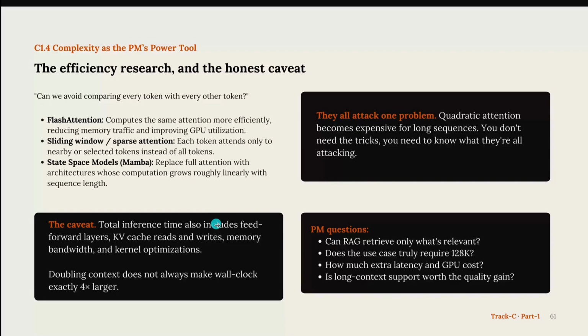And as a PM, I will ask these questions. Hey, can RAG retrieve only what's relevant? Does the use case truly require 128k context? How much larger is the latency and GPU cost? Is the long context support worth the quality gain? Today, many of our tokens being sent to frontier models need not be sent to the frontier models if the use case is pretty small.